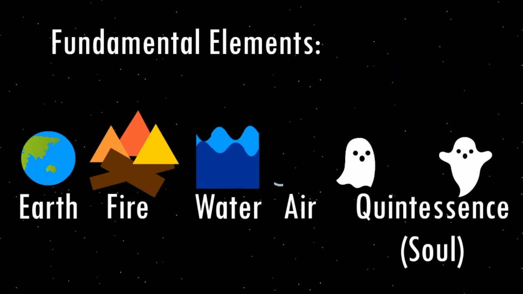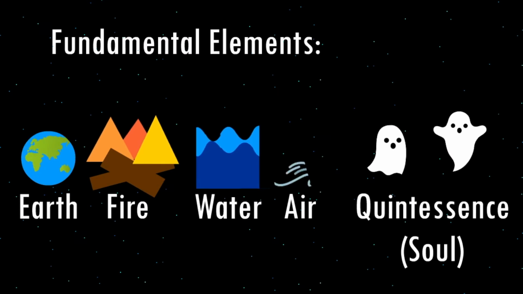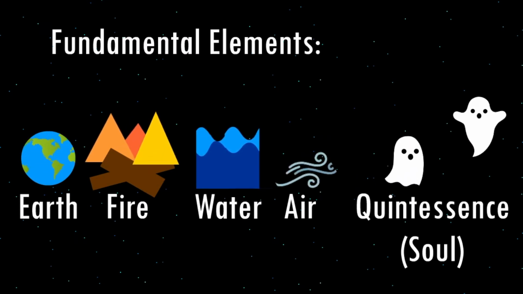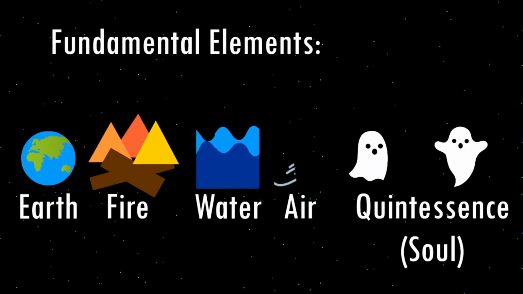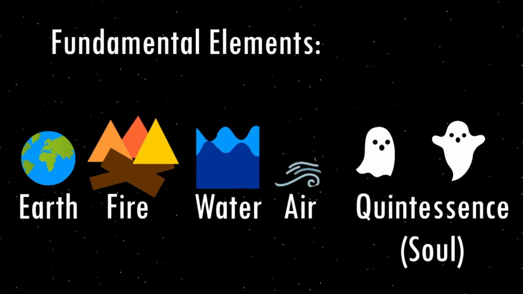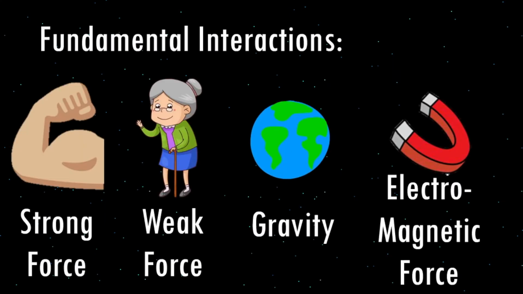Theory 2 is called quintessence. Quintessence would be some sort of field that extends throughout all of space and causes the acceleration of the expansion of the universe. The word quintessence comes from the Middle Ages when people named a fifth fundamental element. So there was earth, fire, water, air, and quintessence. We use this word for a dark energy theory because dark energy would be a fifth fundamental force of the universe. The other fundamental interactions are strong force, weak force, gravity, and the electromagnetic force.